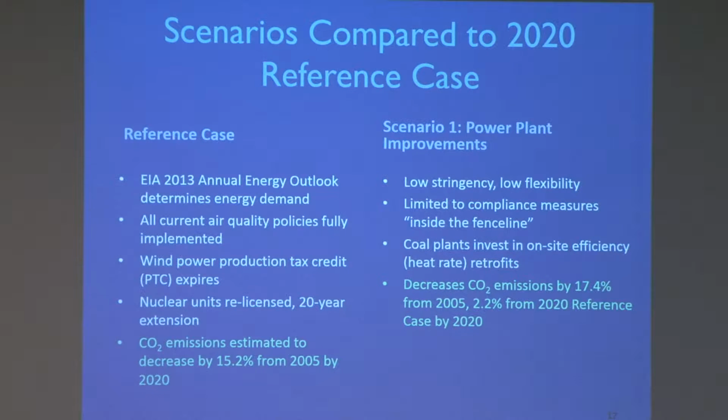Okay, so then we looked at three scenarios, and these three scenarios are very diverse, and that was what we were trying to accomplish. The first scenario, which was supported by the electric utility industry, we call the power plant improvements. It's a very modest proposal, low stringency, low flexibility. It's just really looking at heat rate upgrades, improving the efficiency of the individual plants inside the fence line. Very modest projections. Decreases in carbon dioxide are only 17% from 2005 values, only about a 2% decrease from the reference case.